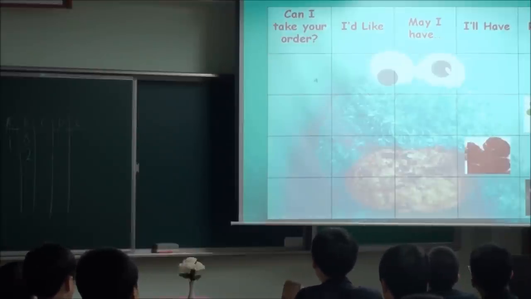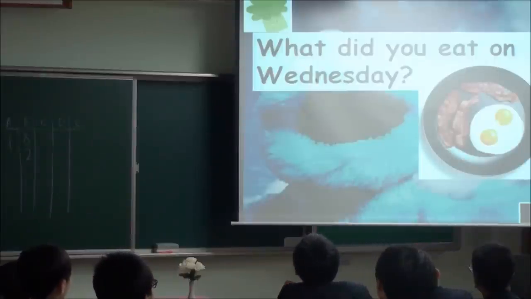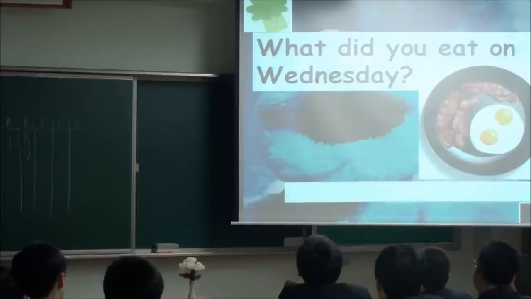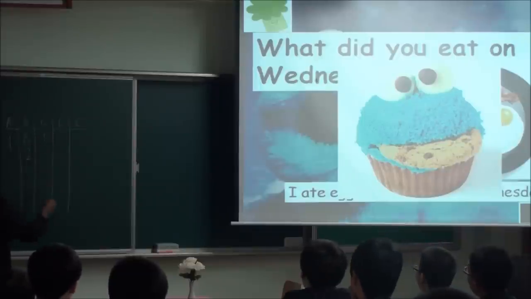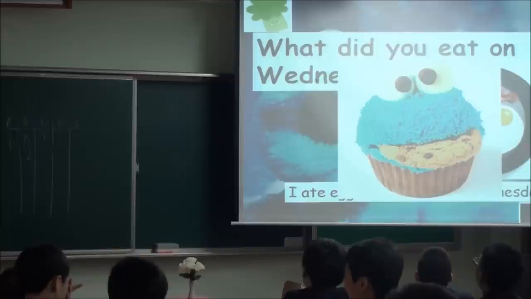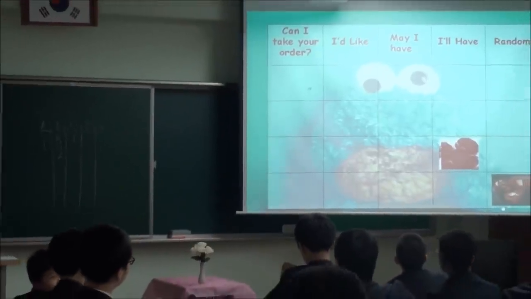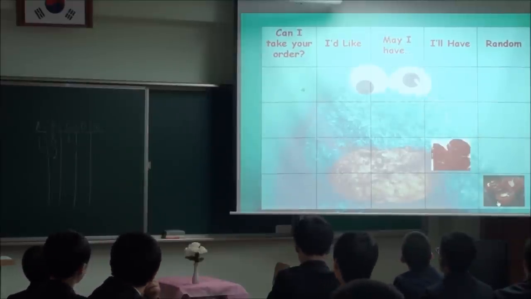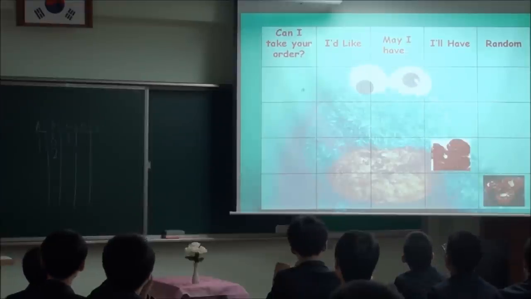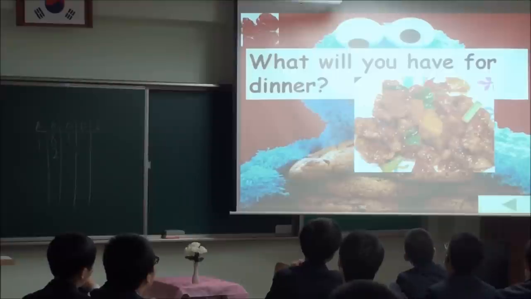This one? Broccoli. What did you eat on Wednesday? Keep your fingers crossed. Last picture, I have a meat. This one? No. Tomato? No. Raspberry? Yes. What will you have for dinner?